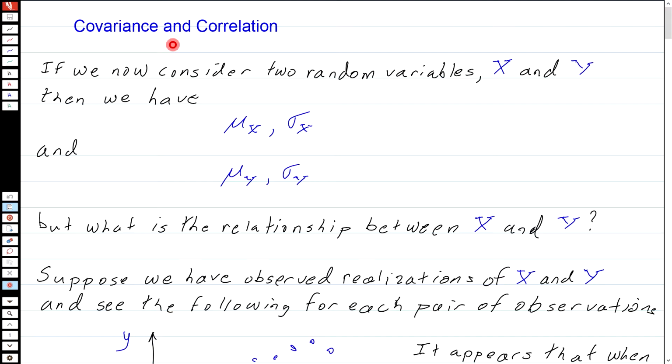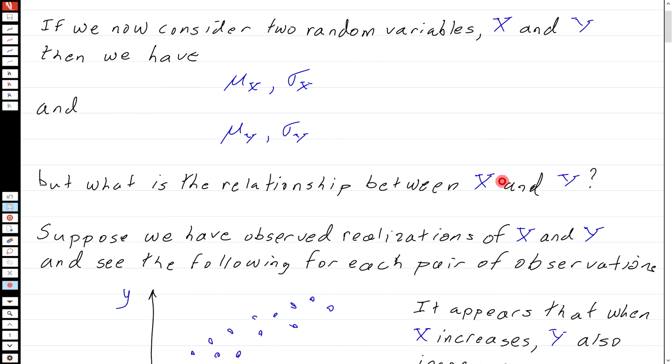So this section is going to be called covariance and correlation, and as I mentioned, we consider two random variables now. We'll call them x and y. We're assuming that we know things about both x and y, so their mean and their standard deviation. And then we can ask, what is the relationship between x and y?